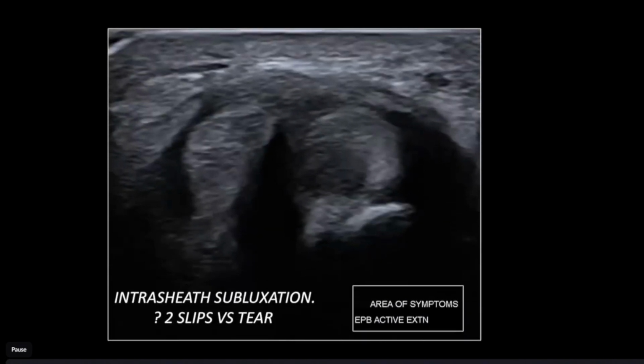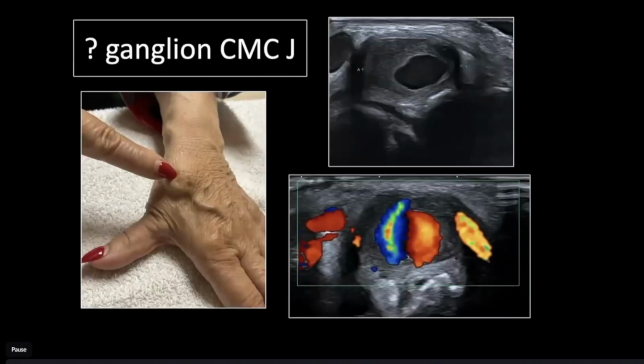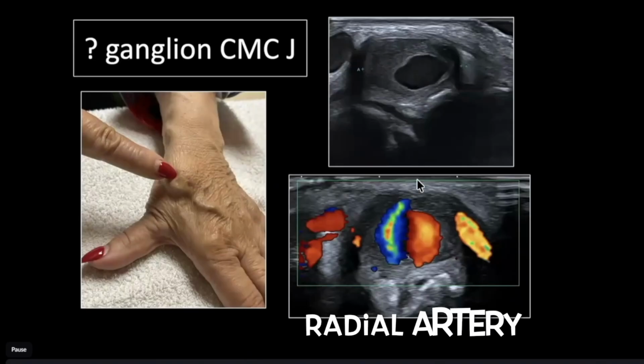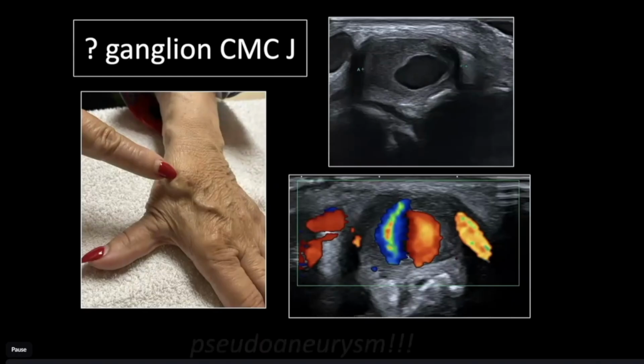My point here is talk to your patient and ask them where their pain is. This one was that pulsatile mass. Earlier, you saw it when I talked about palpating. This patient came to us because it was a question of a ganglion at the CMC joint. And what we saw was this structure here at the CMC joint, but it turned out to be a pseudoaneurysm.